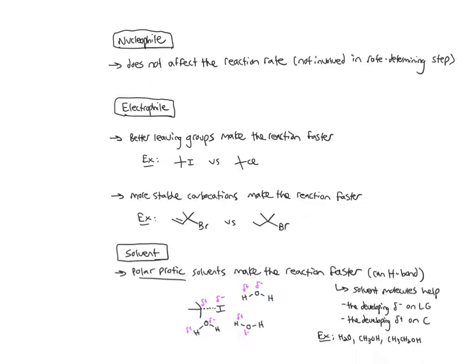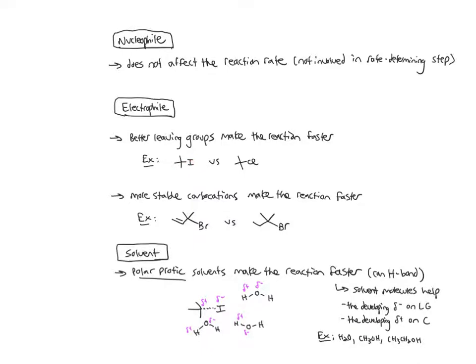So that being said, the leaving group is very important for SN1 reactions because the rate depends on how fast that leaving group is going to leave, and better leaving groups are going to be able to leave faster and make the reaction faster as a result. So, for example, if we have an iodine versus a chlorine, we would expect the reaction with the iodine to go faster because the iodine is a larger halogen.